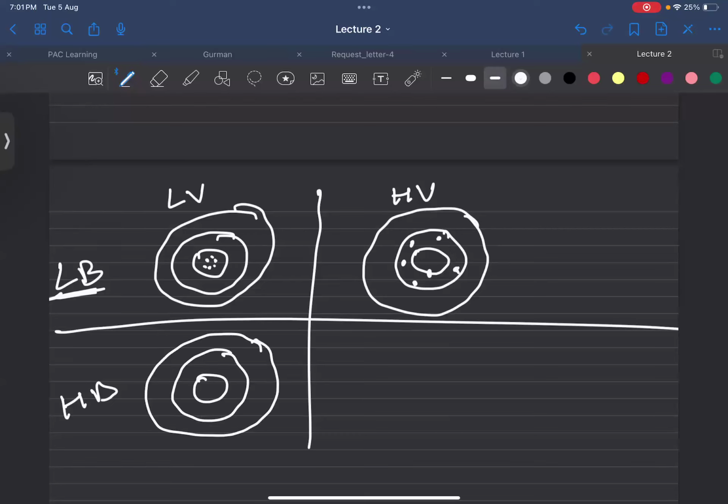High bias means all the points will be away from the target, and very close to each other. Very close to each other. Can I say this? Yes, ma'am, we can.